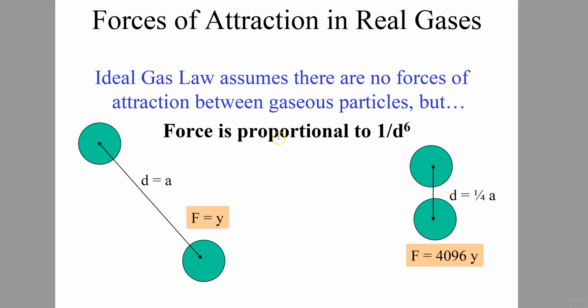Now let's talk about the forces of attraction in real gases. The ideal gas law assumes that there are no forces of attraction between gas particles. But if the force is proportional to 1 over d to the sixth, then as the particles get closer and closer, the force increases. This makes perfect sense because, as you can see from this diagram, the force increases as you reduce the distance.